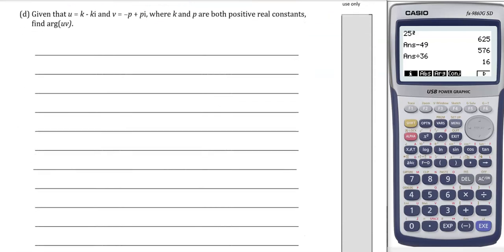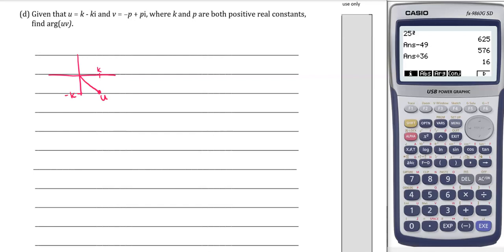Okay, find the argument of uv when we have these two complex numbers. I'm just going to draw a little sketch of what that looks like. So on an Argand diagram, because the value here is the same, the k's and the p's, we can plot that out quite easily. So u is going to be positive k in the real direction and negative k in the imaginary. So you've got k, k like this. So it's going to look like that. So u, like so.